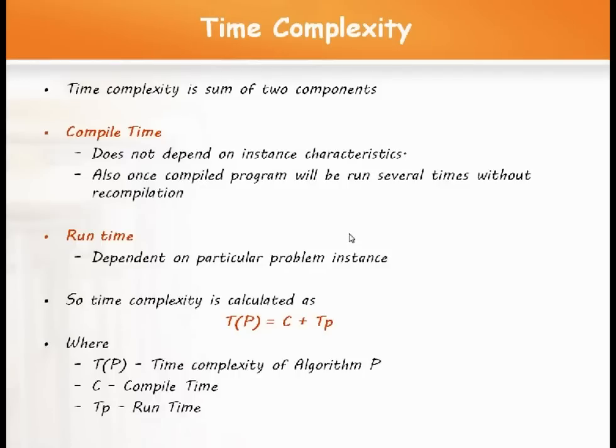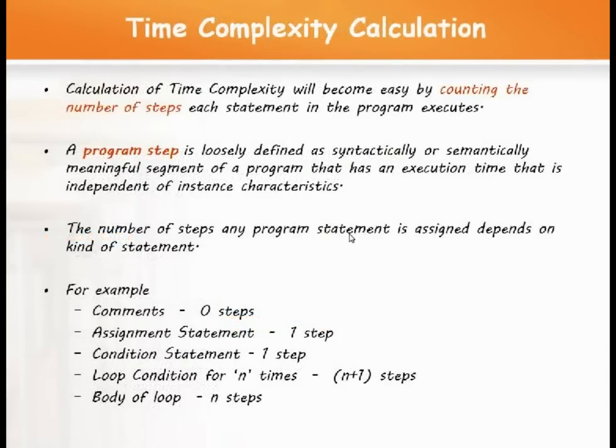If I assume P as an algorithm, T of P is the time complexity, which can be given as the sum of C plus Tp, where C is the compile time and Tp is the runtime. How to calculate time complexity? One of the easiest methods is to count the number of steps for each statement in the program. What is a program step?